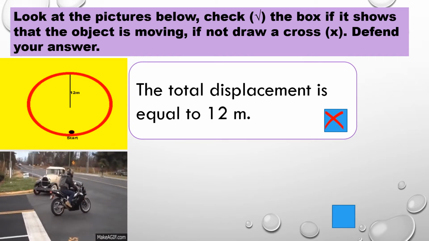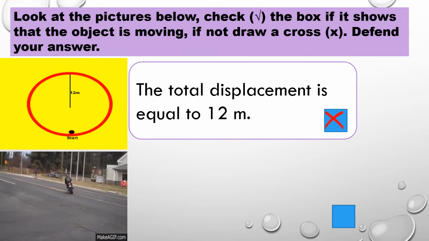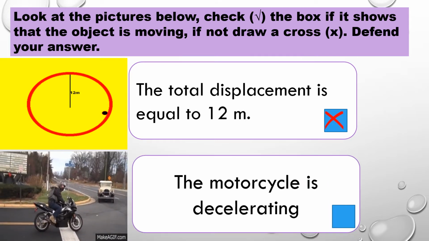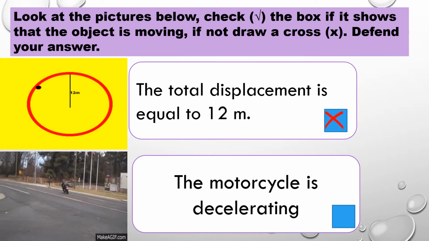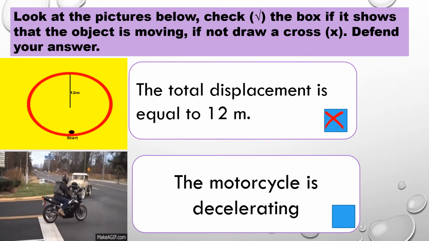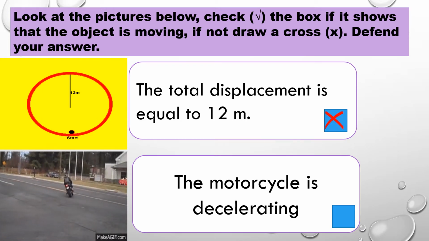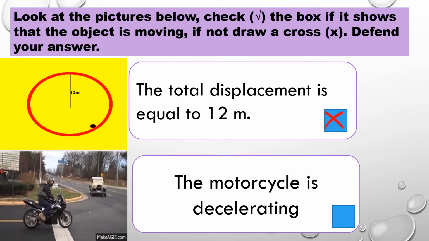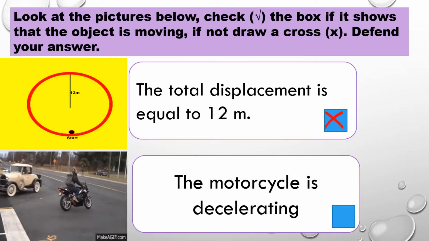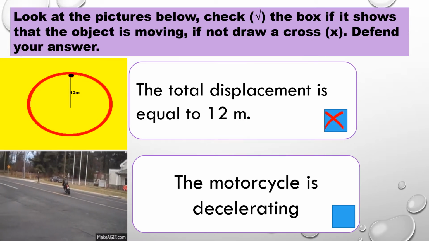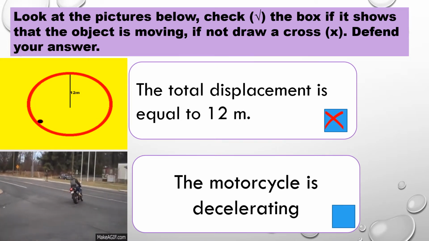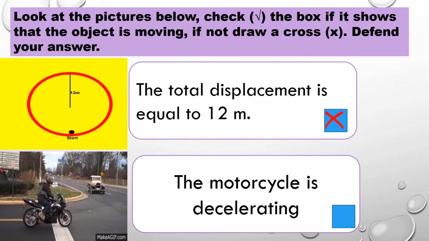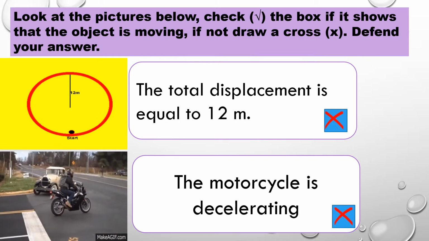Next one. Okay? O yan, yung motor. The question is, the motorcycle is decelerating. Do you agree that the motorcycle is decelerating? O sinabi natin decelerating, mabagal. Sinabi natin accelerating, mabilis. Is it X or check? Okay, Neil says X, Louis says X. Okay, the correct answer is X.